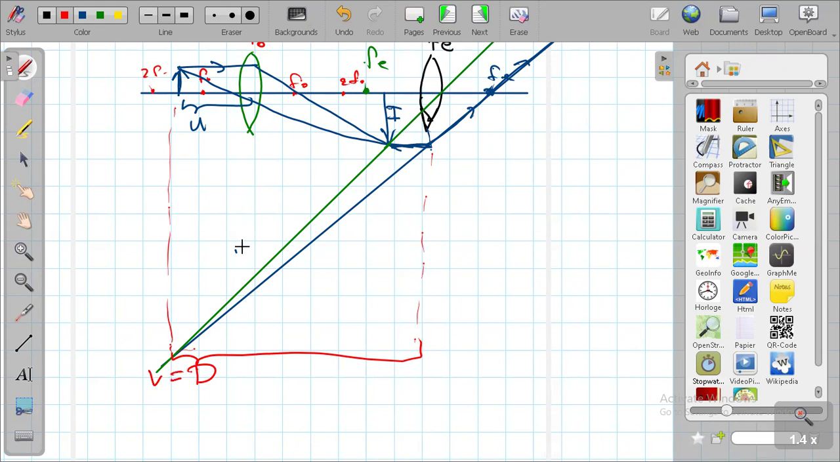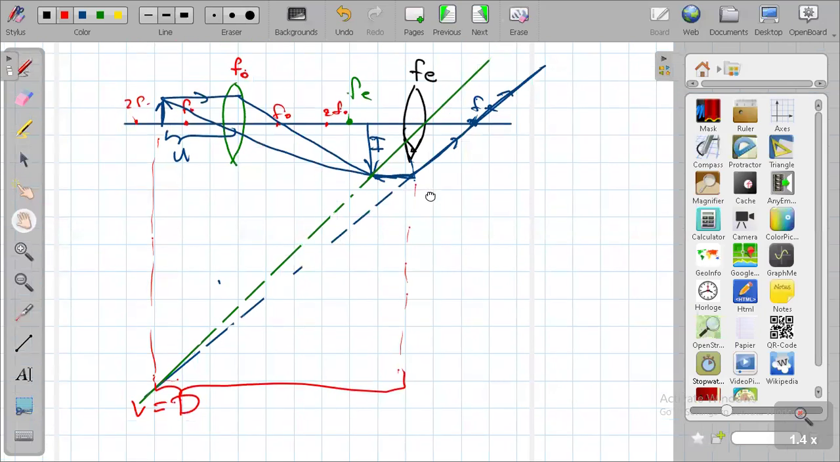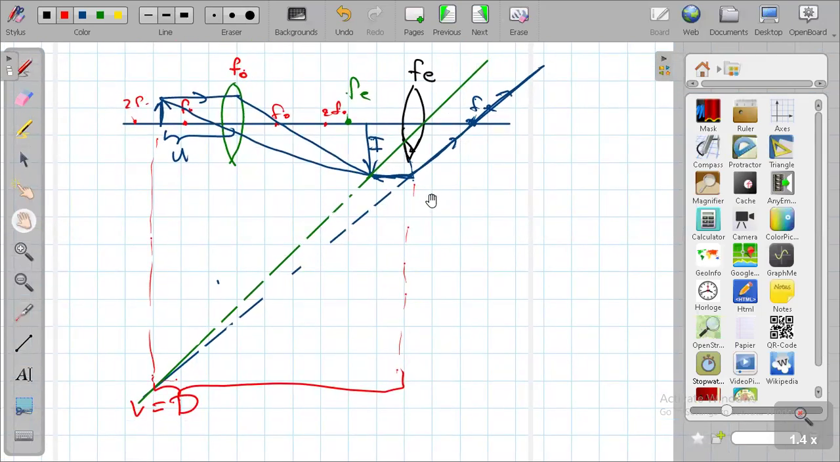Final image is at D. Now you already see the alpha. Tell me where is the alpha? This is UO. This is VO. This is UE. This is VE. Now tell me where is the alpha. We keep the I here. Where is the alpha?